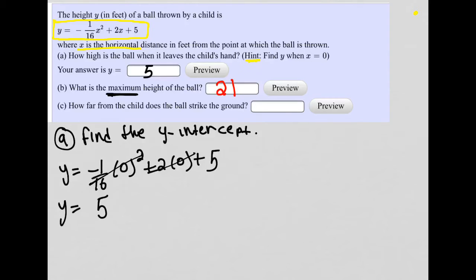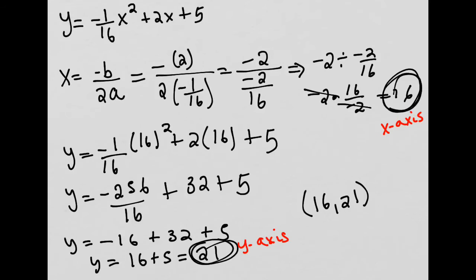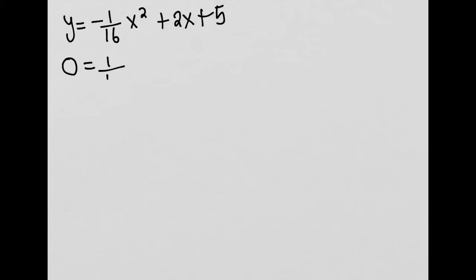So when the height is 0, what is the horizontal distance? They want us to find the x. So the question is, when the y is 0, what is the x? So we're looking for the x-intercepts in this case. Let's rewrite our formula, plus 2. If this is 0, what is x? In order to find that, we're going to use the quadratic formula.